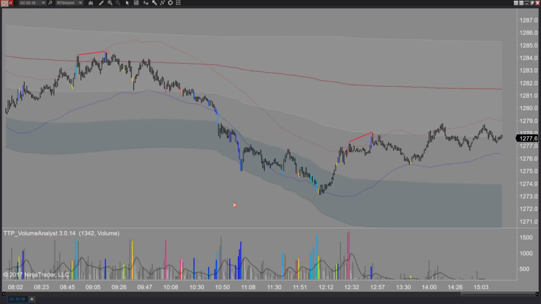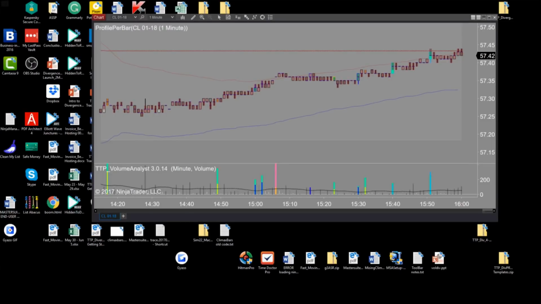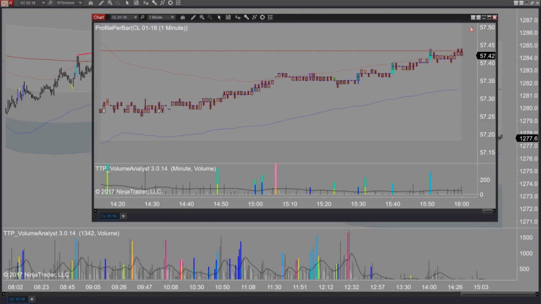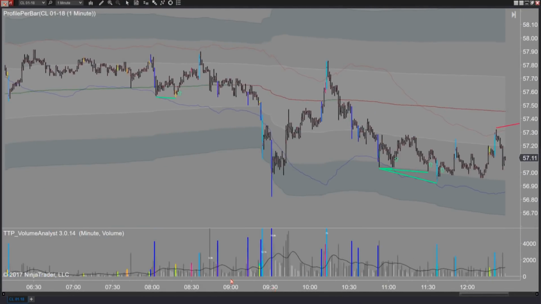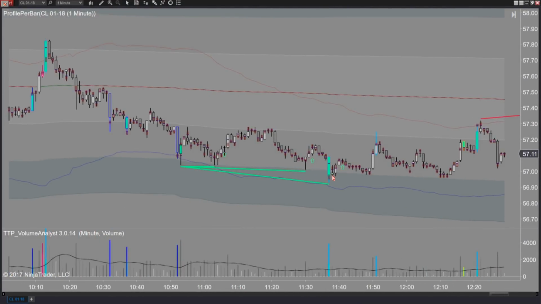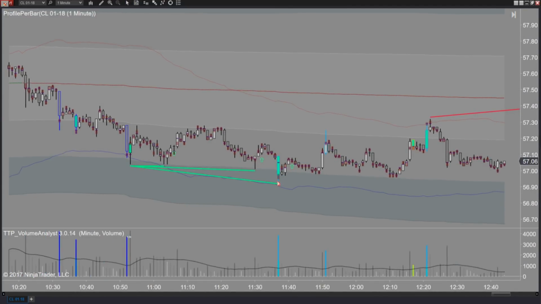And one other thing, I'm going to have this for you guys as well. This is a profile per bar indicator that we're going to give to you as well. We'll get into all that. It basically looks for the point of control and the value area or the volume cluster of each individual bar. It's not tied to the VolumeAnalyst yet, but it's something we're trying to add. We just need to redesign it to get it to work with the VolumeAnalyst.